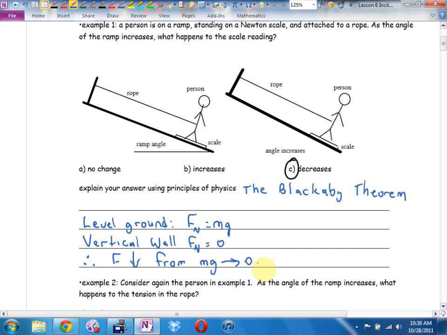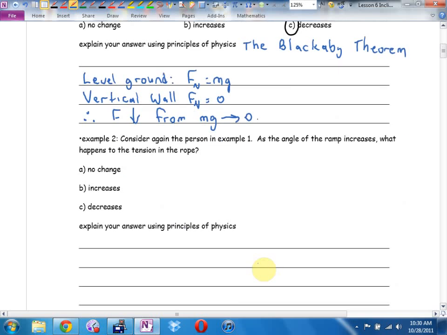So example two says, same situation, but instead of the normal force, the scale reading, what happens to the tension in the rope? No change, increases, or decreases? Can you see how, I hope, using his strategy, the answer becomes reasonably obvious. What's the tension if you're on the ground in the rope? Basically, it's probably hanging. What's the tension if you're vertical? In fact, I think it'd be mg, wouldn't it? You'd be hanging from the rope. So it goes from zero to maximum. Increases.